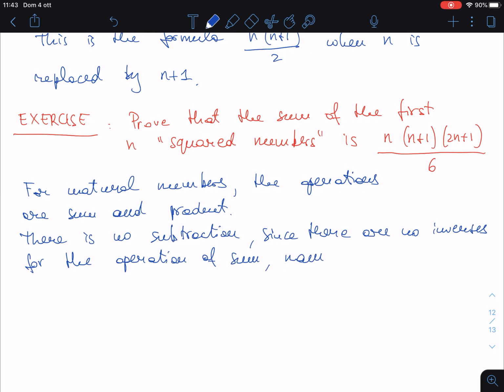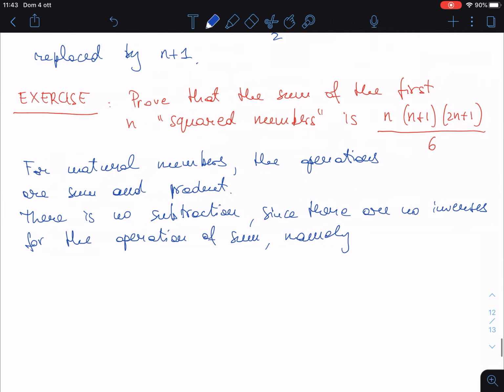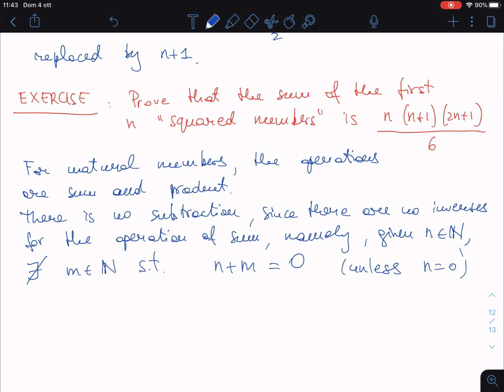Namely, what I am saying is that given n in N, there is no m in N such that n plus m is equal to the neutral element for the sum, which is 0. Of course, the only case in which there is this inverse is the trivial case, n equal to 0. In that case, also m is equal to 0. Okay, but in general, there is no inverse. In general means that there are some numbers for which it does not exist.